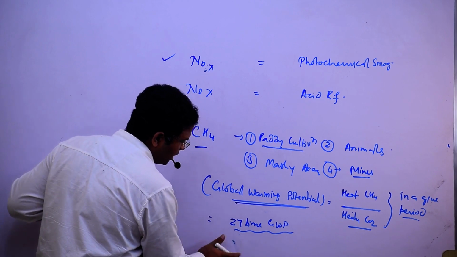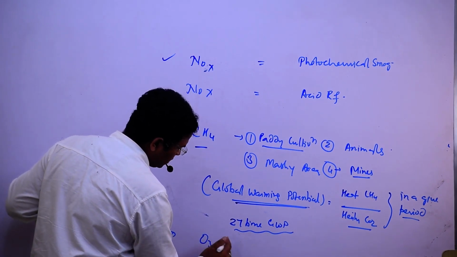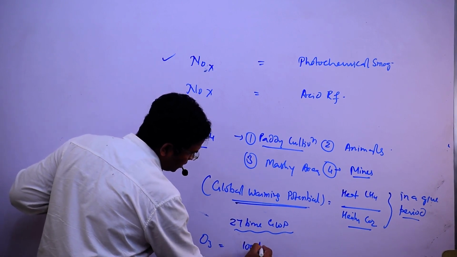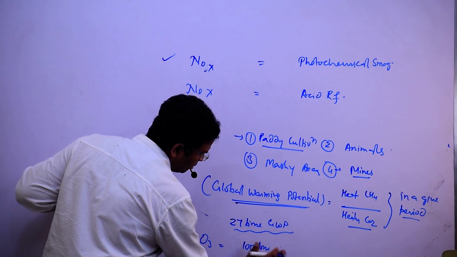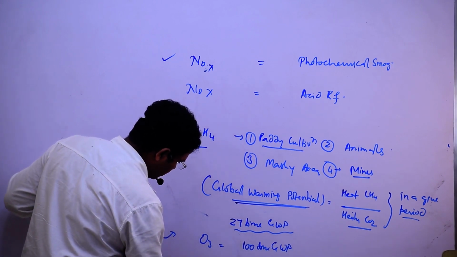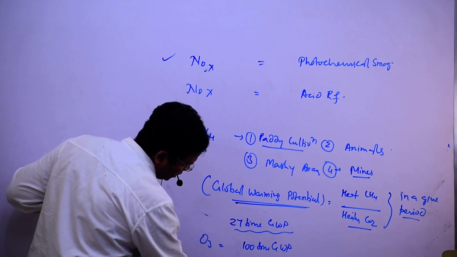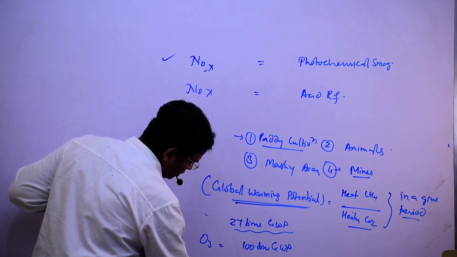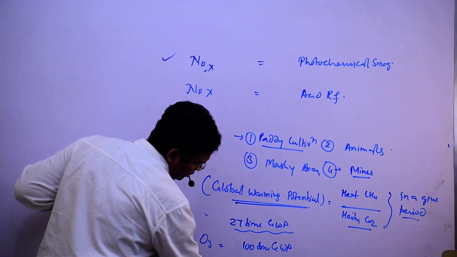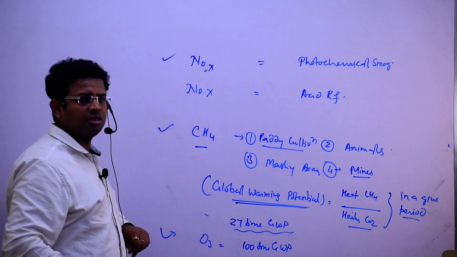Ozone, similarly, is around 100 times global warming potential. And then another one, nitrogen oxides, is around 250 to 300 global warming potential. It's different.